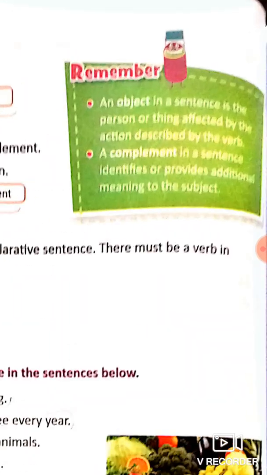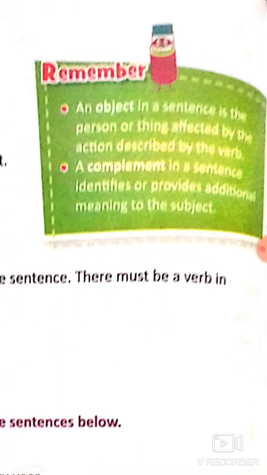Now look at this portion, children. Remember, an object in a sentence is the person or thing affected by the action described by the verb. You know this. You have already learned what transitive and intransitive verbs are last year. An object in a sentence will be either a person or a thing onto which the action of the verb passes.